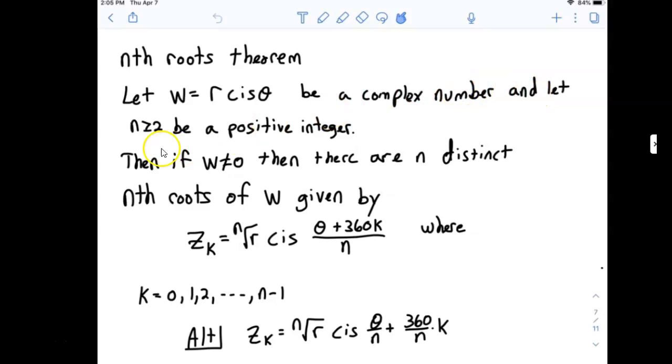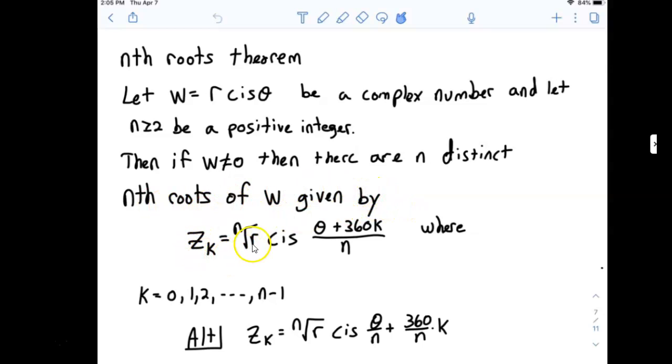is a complex number as long as we're dealing with a root that's 2 or bigger. So n is a positive integer: 2, 3, 4. So square roots, cube roots, and so on. Then as long as the original number isn't 0, so if the complex number was 0, then this doesn't apply. But as long as it's not, then it turns out that if n is the root we're taking, there are n distinct nth roots of w.